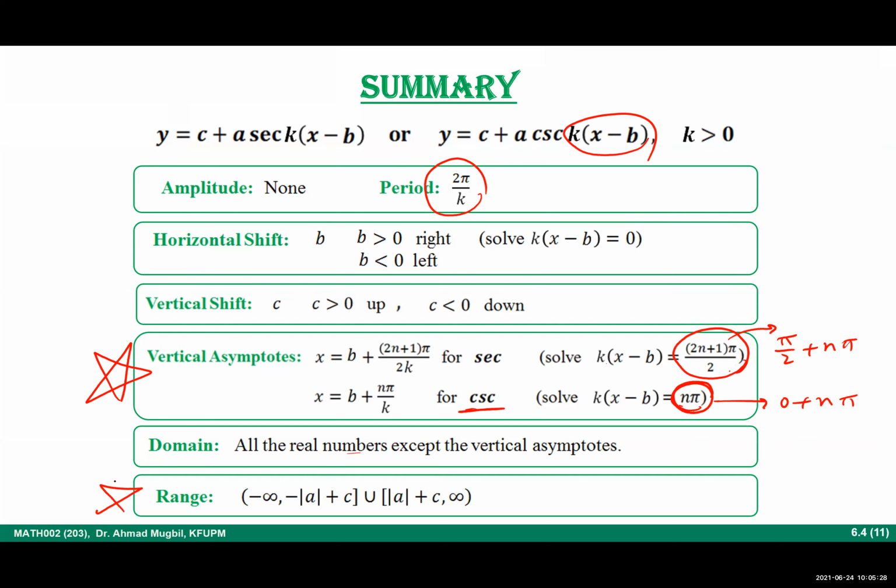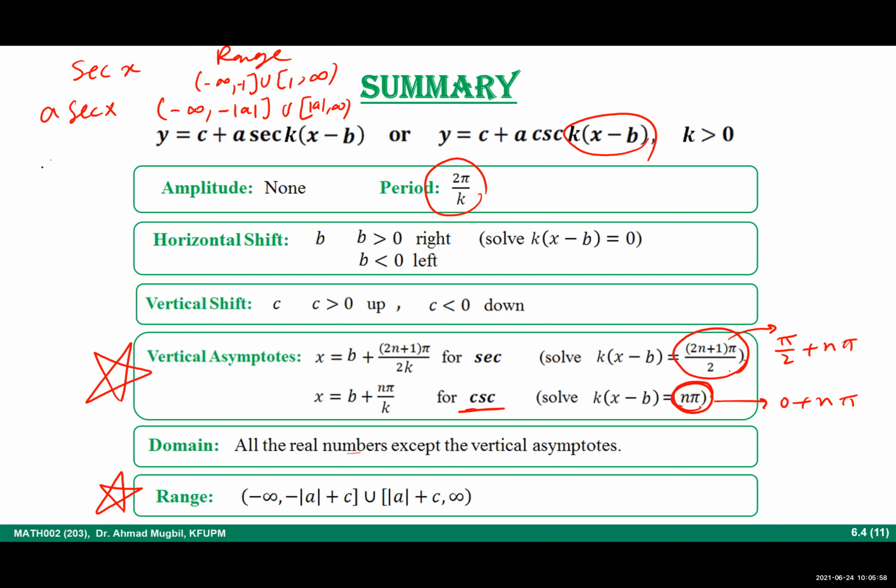Now, also this part is important, the range. When you have secant x, what is the range? It is from -infinity to -1, union from 1 to infinity. Now, if we multiply by a, if we have a secant x, a could be positive or negative. The range will be from -infinity to the negative absolute value of a, union from the absolute value of a to infinity.